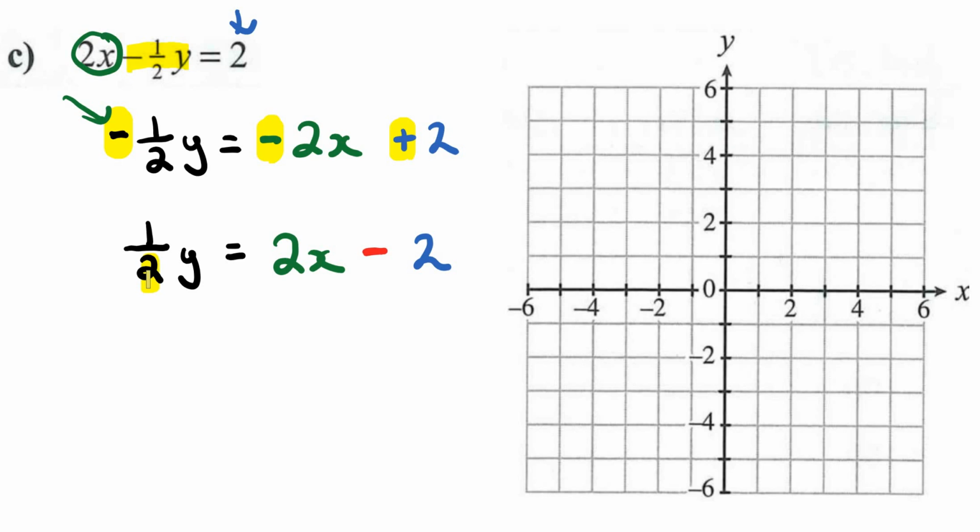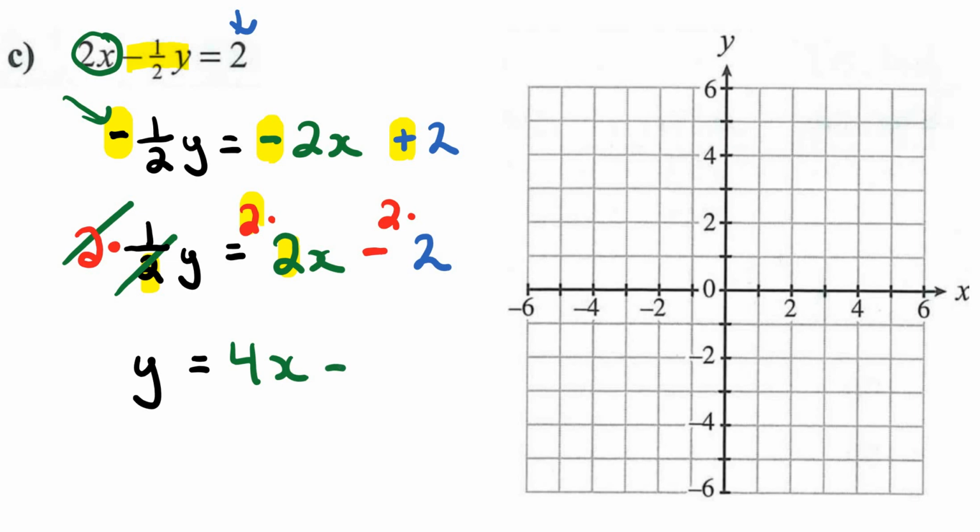Okay, now we have a 2 on the bottom here, and basically we can get rid of that by multiplying both sides of the equation by 2. Okay, so if I multiply this side by 2, then I can multiply that by 2 and multiply this by 2. And what happens is that this 2 and that 2 will cancel off, giving you the single y. And then 2 times 2 is going to be 4x minus, and then we have 2 times 2, and 2 times 2 is going to be 4. All right, so there you go.